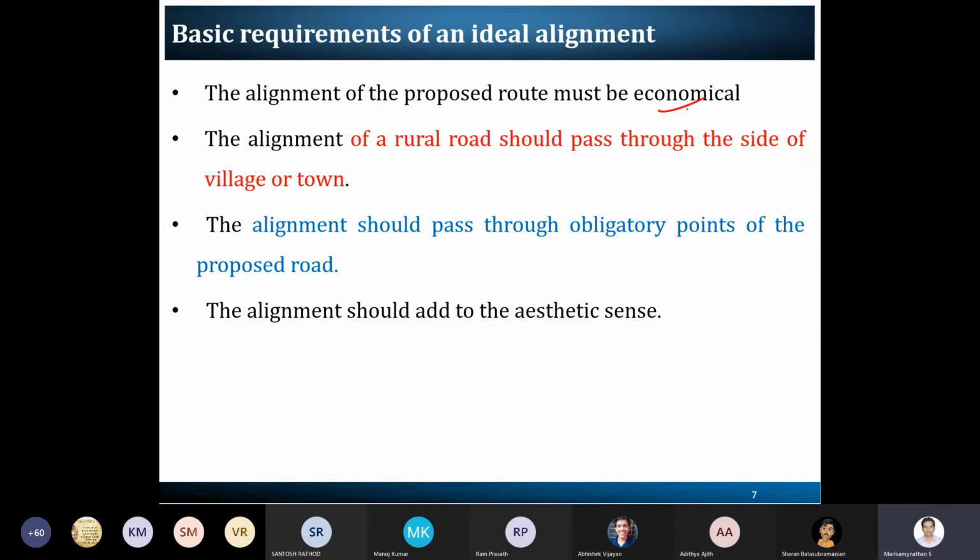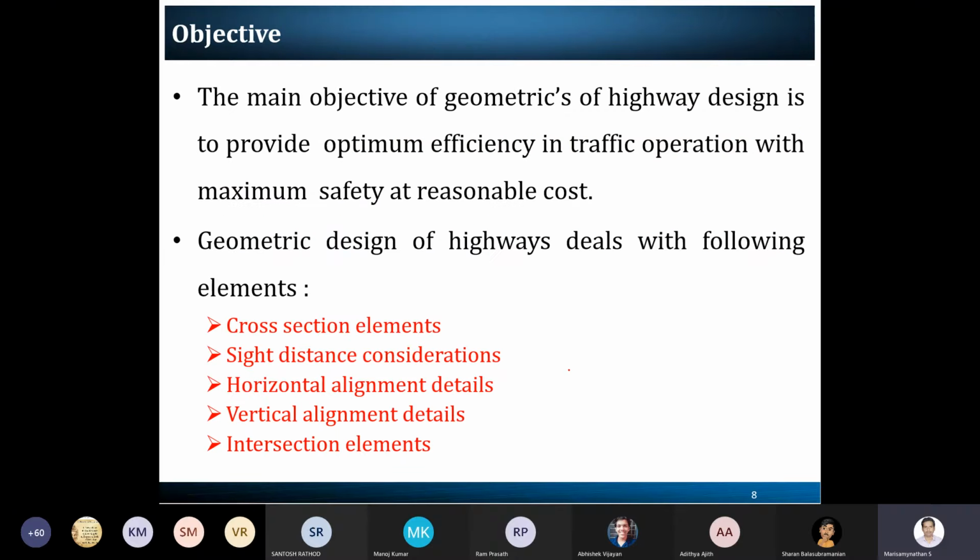Then it is supposed to be economical. It has to cover all the rural villages or towns that it passes through from A to B, and we need to consider all the obligatory points, and it is supposed to look good in an aesthetic sense. So these are the basic requirements, or key points, which we need to keep in mind while designing an alignment, which ultimately gives the ideal alignment of that particular road structure. With the basic requirements covered, we move to the objective.